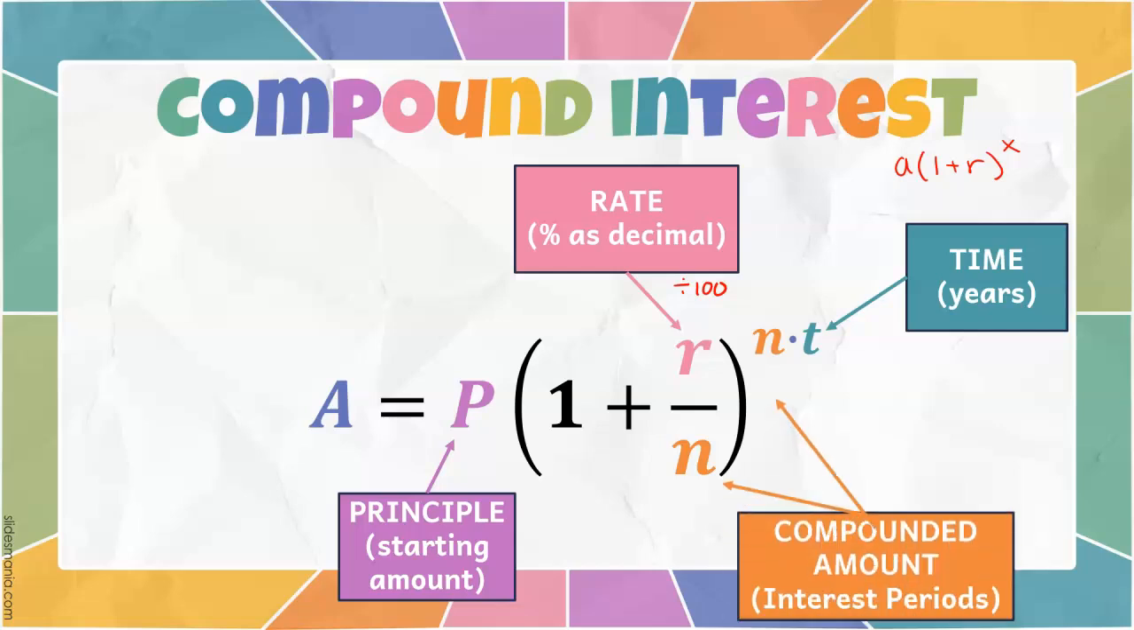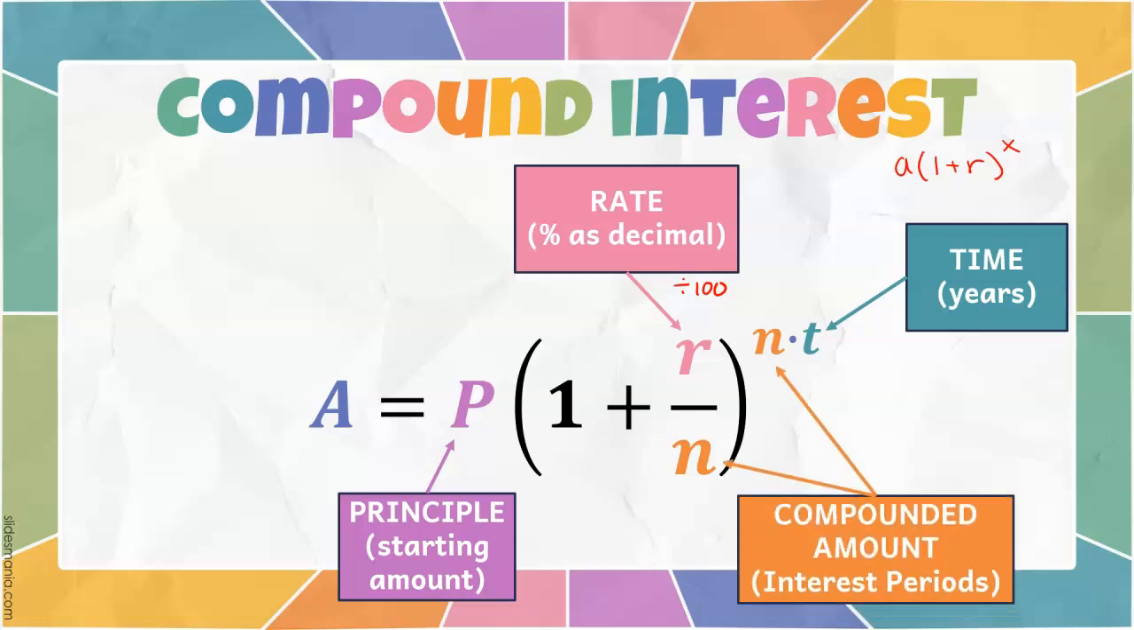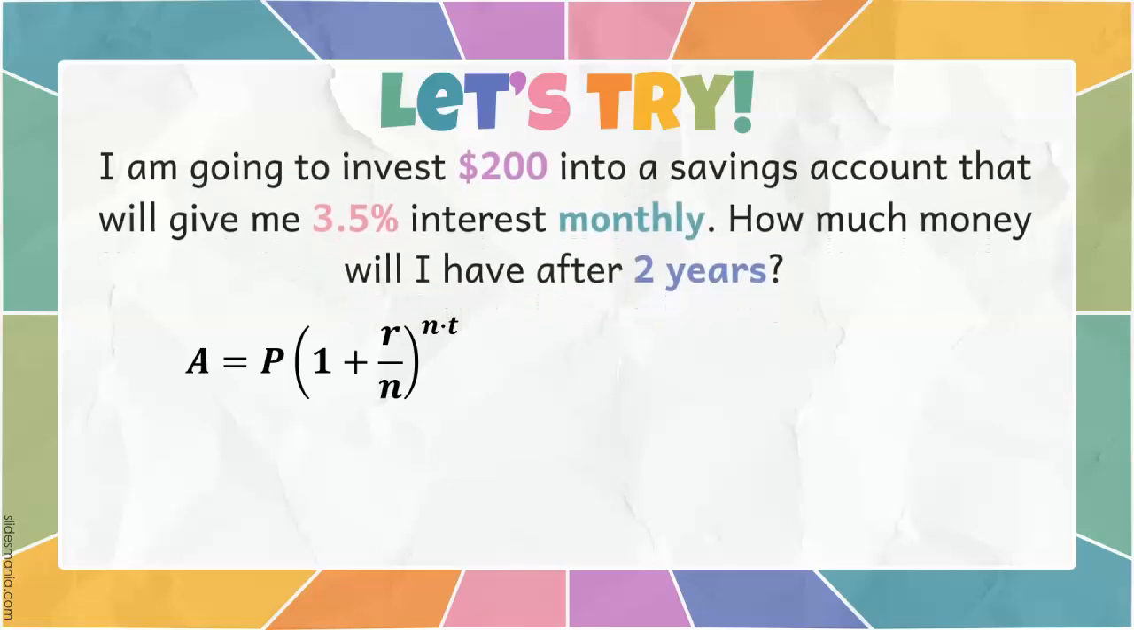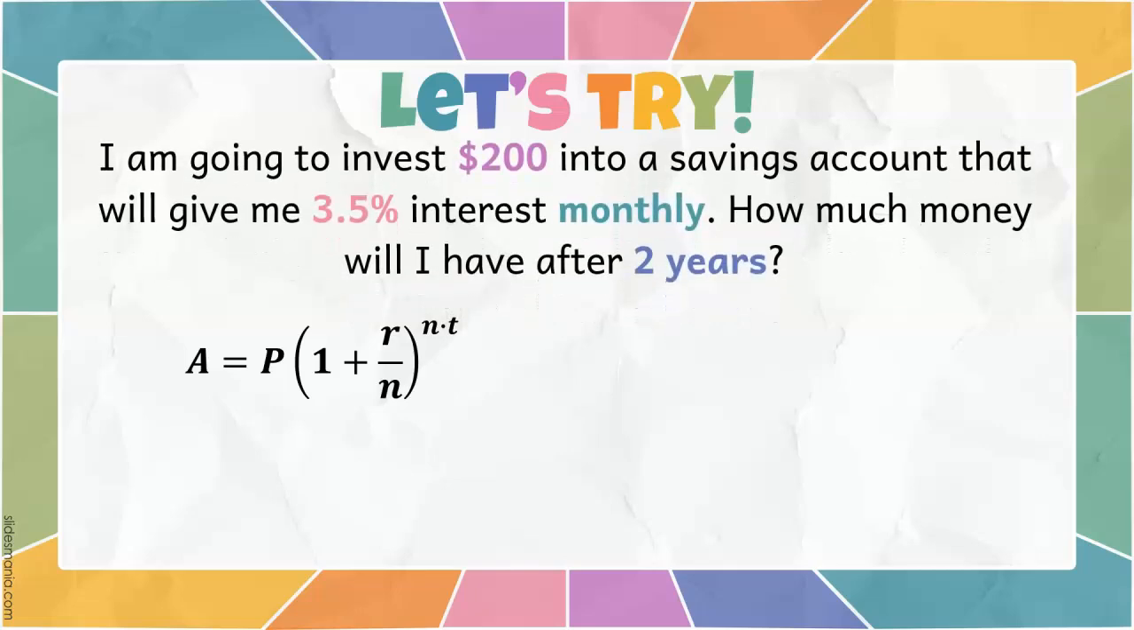And then our new variable here is N. N represents the number of times we're going to get the interest per year. Sometimes that's called the compounded amount, and sometimes that's known as the interest periods. Let's look at an example. We're going to invest $200 into a savings account that will give me 3.5% interest monthly. How much money will I have after 2 years?